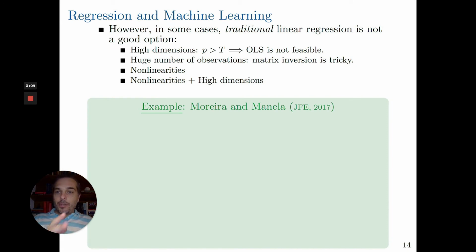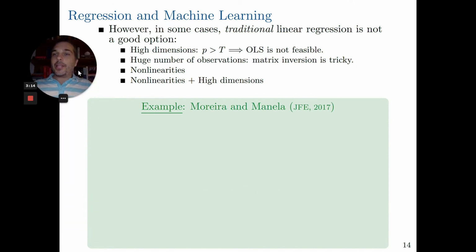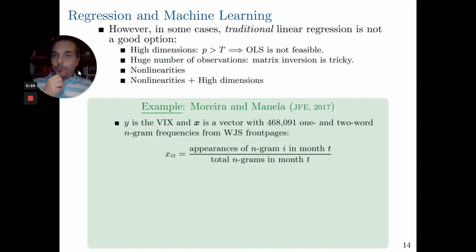Let me give you an example where linear regression fails. Let's go back to the JFE paper by Moreira and Muir that we discussed earlier. In their paper, y is the VIX and x is a vector with 468,091 one or two word n-gram frequencies from Wall Street Journal front pages.